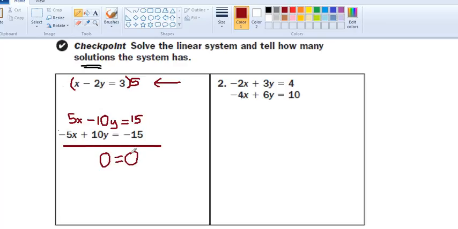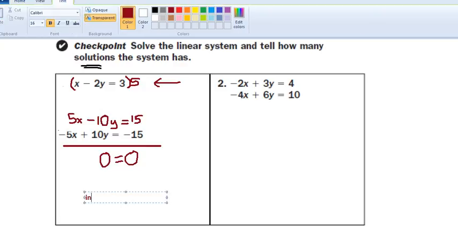And think about from example 2 what that means. That means this is an infinite solutions. Infinite solutions, because these would be two lines right on top of each other, and every x, every y, every point is going to work for both of these original equations.